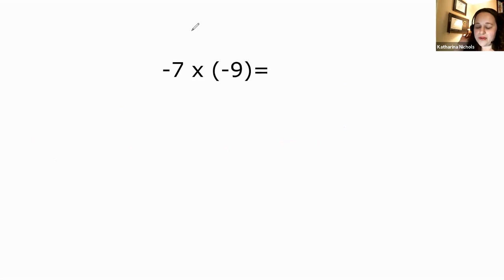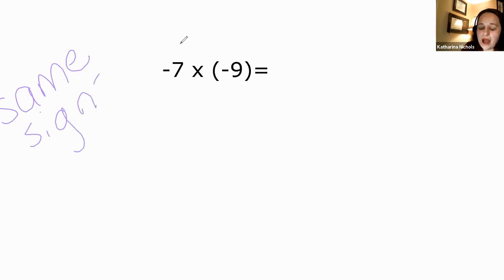Here's another example, negative 7 times negative 9. So now I've got two of the same signs. So even though they're both negative, I'm going to end up with a positive product.